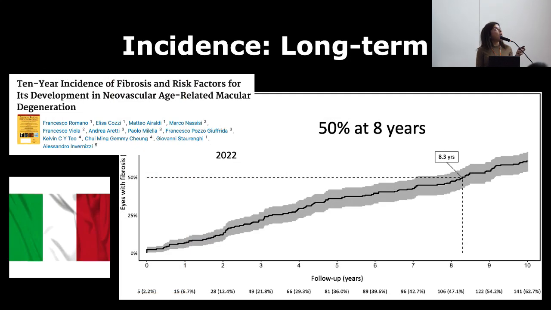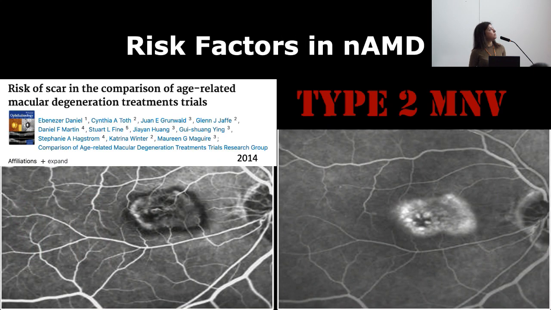But most importantly now, we have the long-term results, so we can estimate the incidence of fibrosis. And this is a very nice study that was published recently in the American Journal of Ophthalmology, and these are Italian data from 2 tertiary referral centers, and what we can see is that in 10 years, the cumulative incidence of fibrosis is over 50%. This means that in 10 years, 60% of the patients that start anti-VEGF treatment for AMD end up having fibrosis and poor visual outcomes.